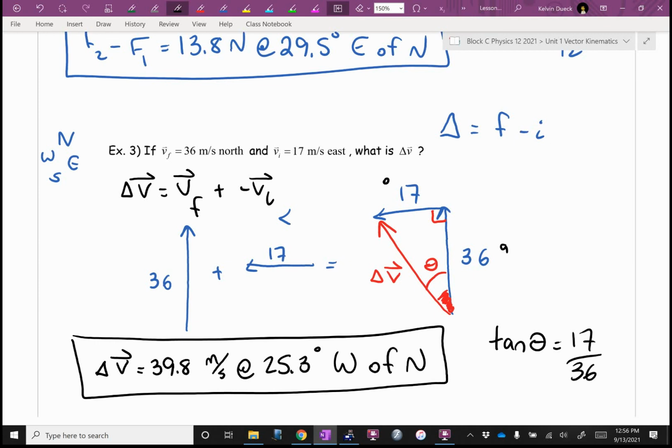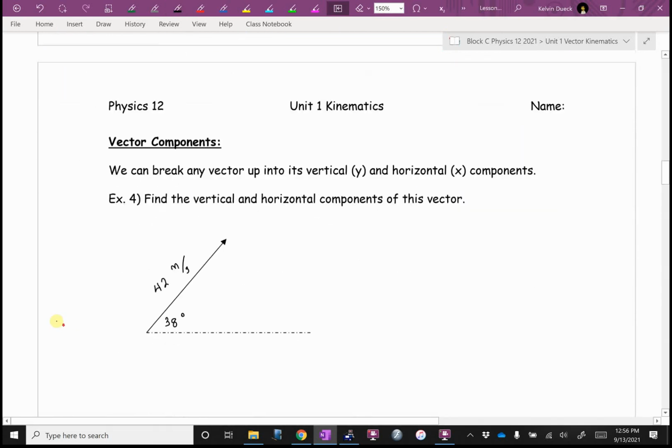So how do we subtract vectors? We don't. We add the opposite. How do we add vectors, Deacon? Draw them. If you give me a slanty vector at an angle, can I give you the components that it came from? Yes. So we're going to talk today about vector components.